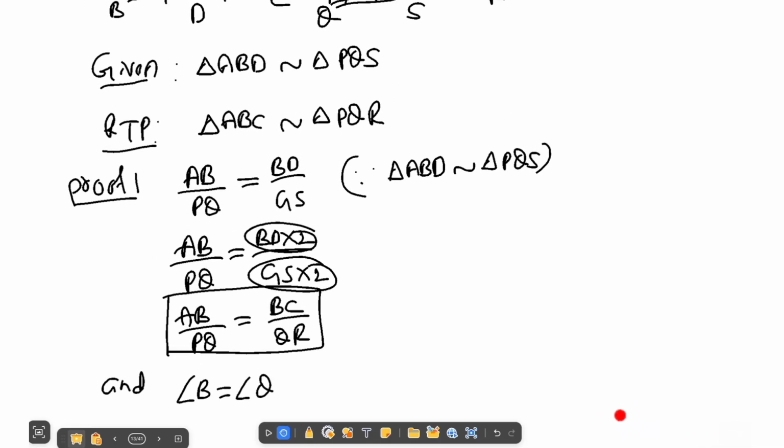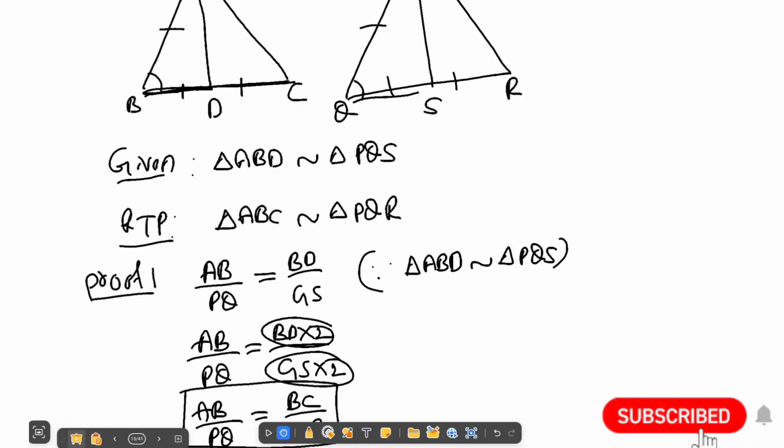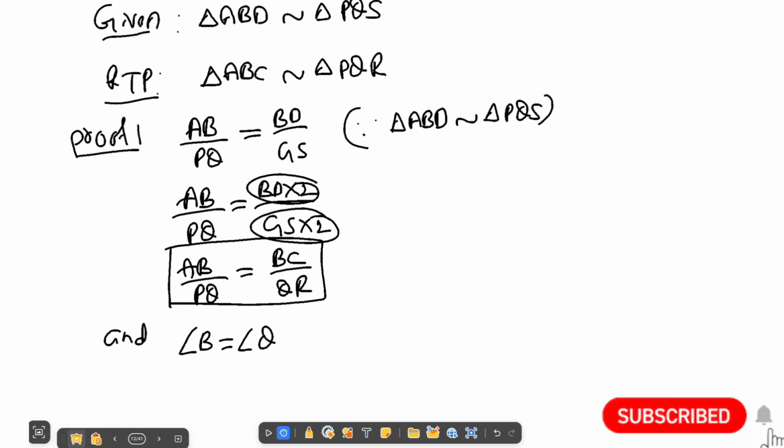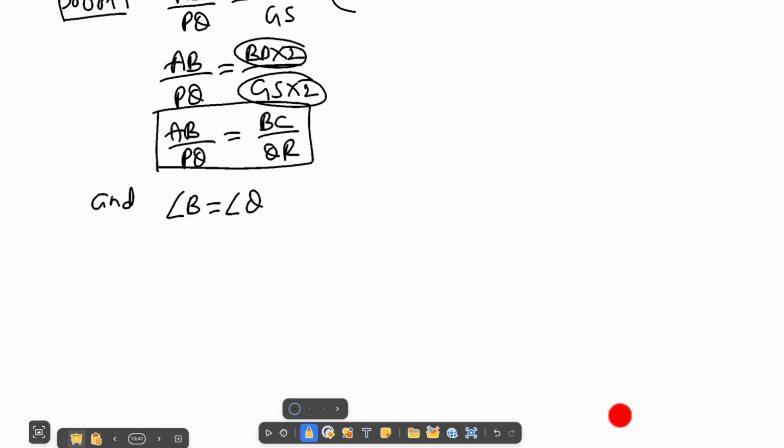So angle B is equal to angle Q. As I said before, they are corresponding angles of similar triangles, so they will be equal.